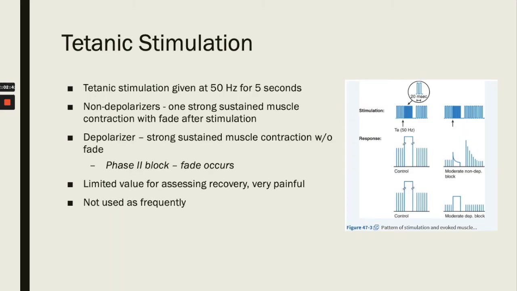So tetanic stimulation is given at 50 hertz for 5 seconds. And with non-depolarizers, there's 1 strong sustained muscle contraction with fade after stimulation. So you see 1 really strong muscle contraction, and then you would see a fade like Train of Four. But it's not necessarily Train of Four because there's more than 4.